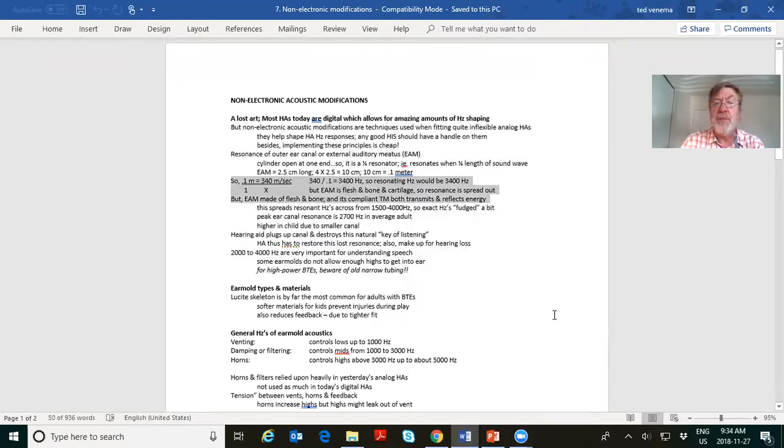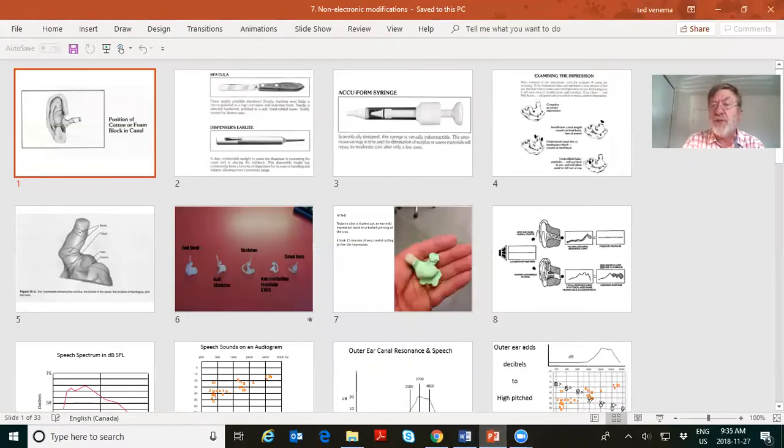But the ear canal is made of flesh and bone, and therefore the resonant frequency is spread out a bit. So really be able to draw this outer ear canal resonance and give its value in dB. That is about 20 to 25 dB. That's very important because that particular stuff is lost.